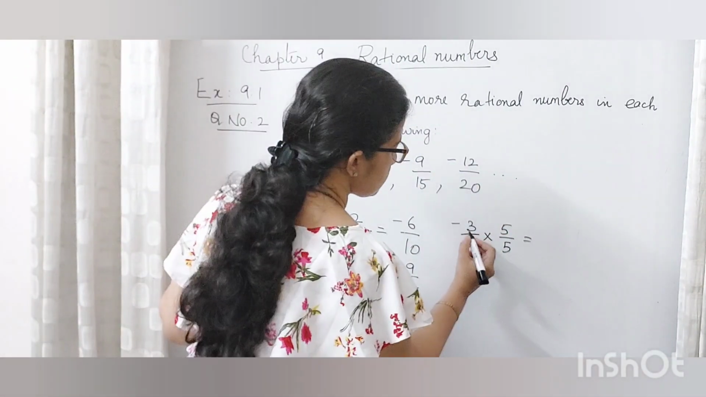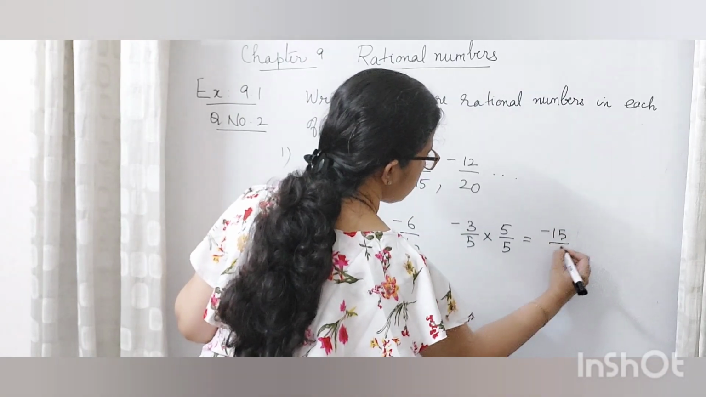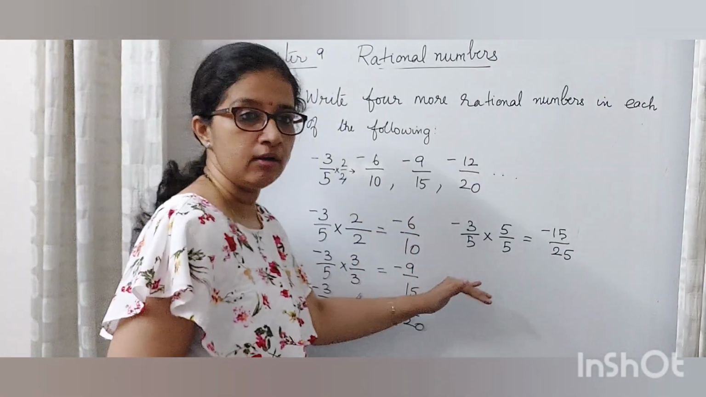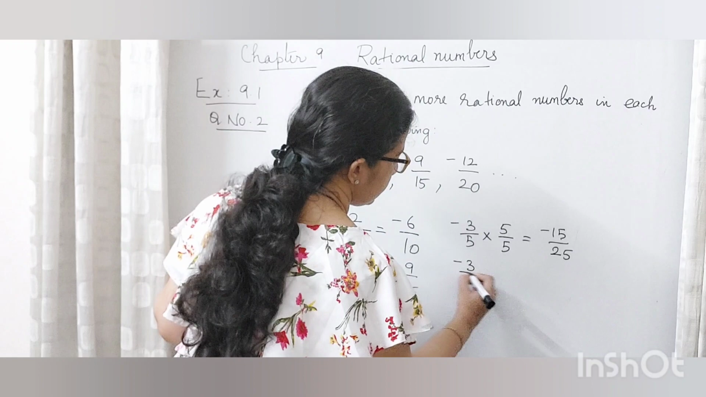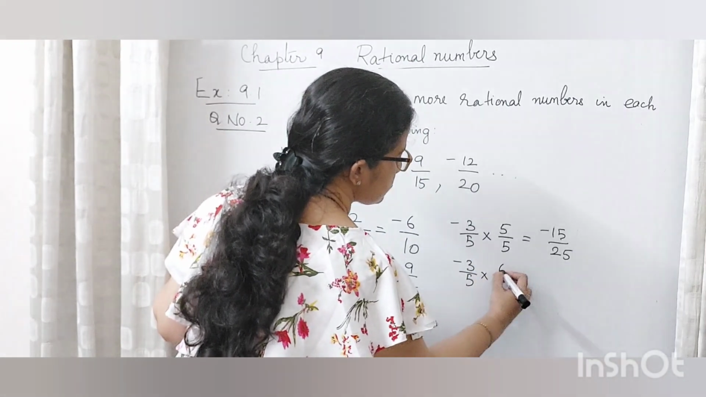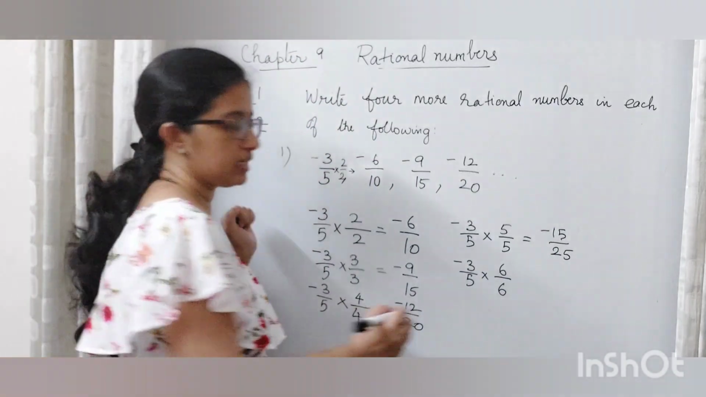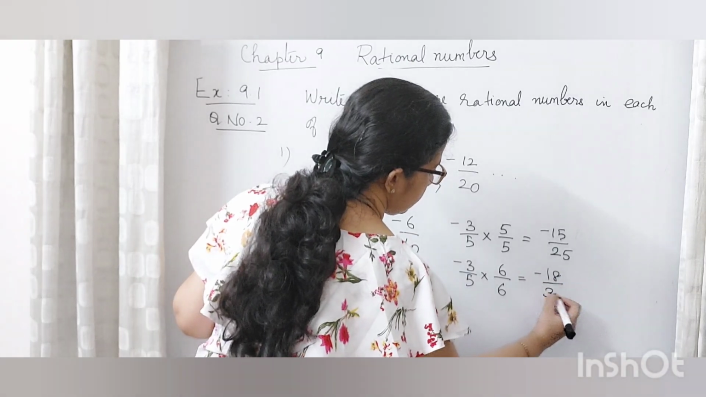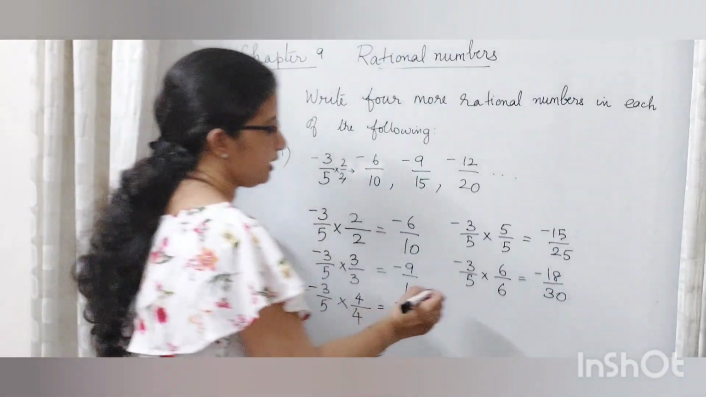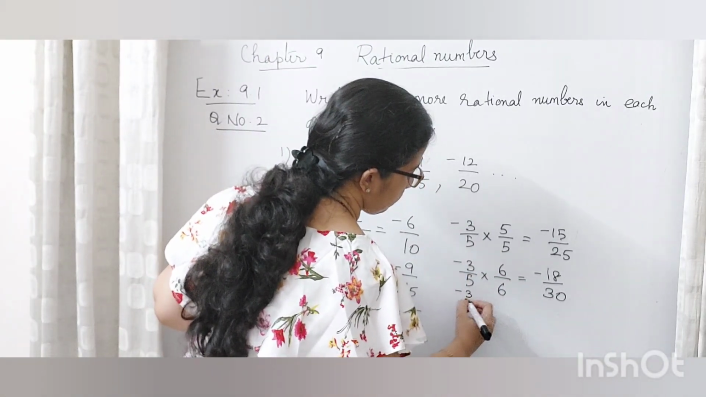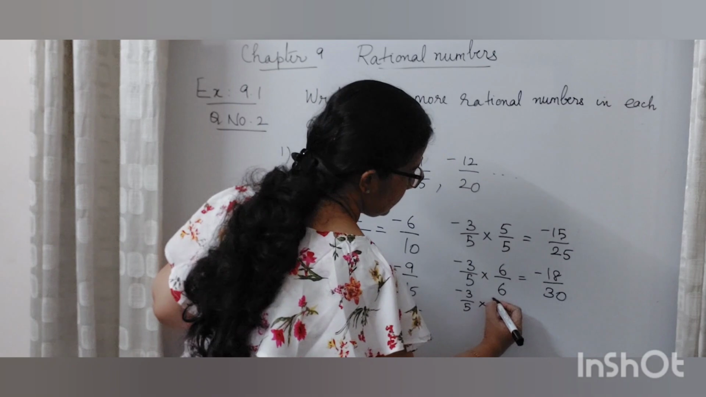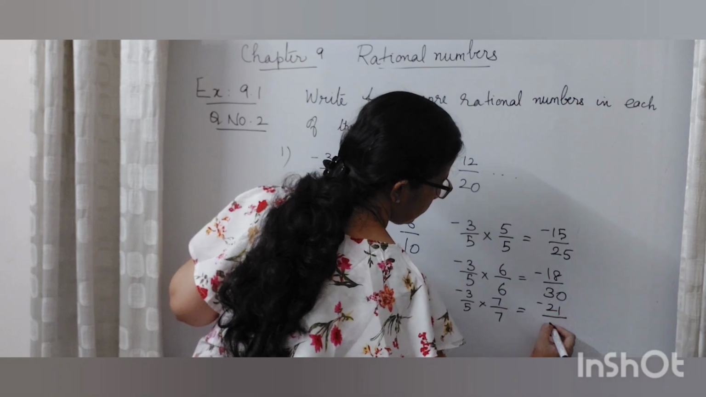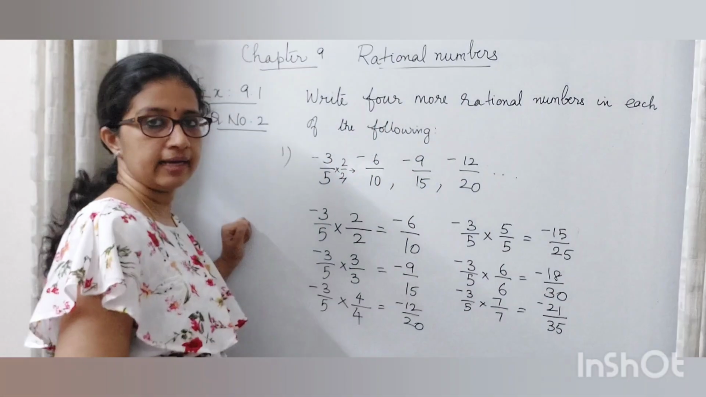Correct? So what is the answer? Minus 15 by 25 is the next number. Again to get the next number, minus 3 by 5 into what should we multiply? 6 by 6. If we multiply 6 by 6, we get minus 18 by 30. Similarly for the next number, minus 3 by 5 into 7 by 7 gives minus 21 by 35. Correct?